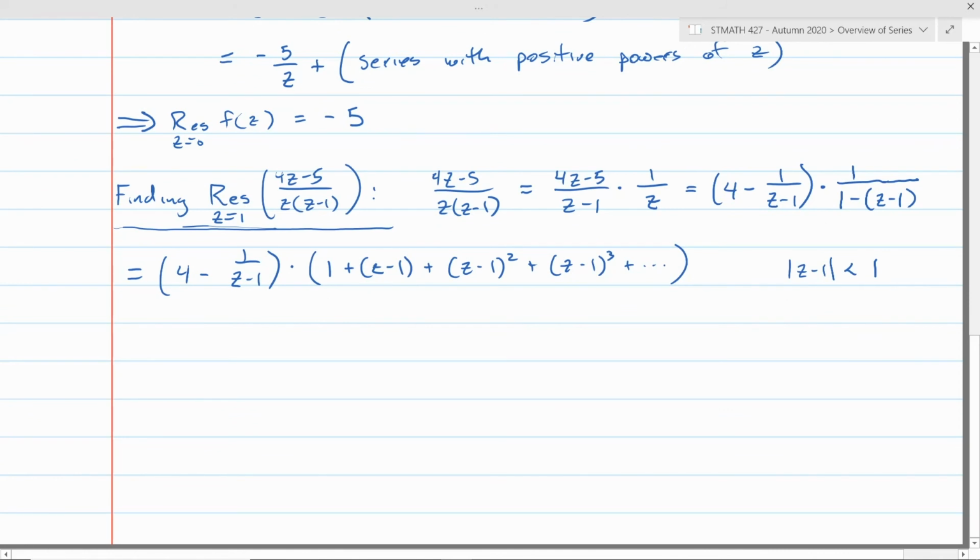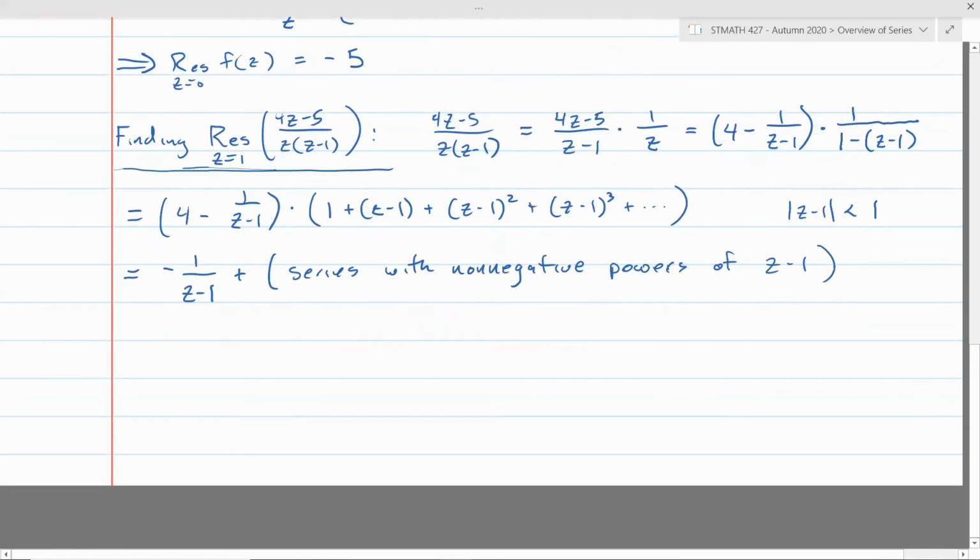And so if you were to multiply all that series stuff out there, what you're going to see is that minus 1 over z minus 1 will be the term with the lowest power. And then plus, you're going to get a series with positive powers. Well, I shouldn't say positive. Maybe I should say non-negative. There will be a constant term, non-negative powers of z minus 1. But I don't care about that part to see my residue. I can see my residue right there. So my residue at z equals 1 of this function is equal to negative 1.